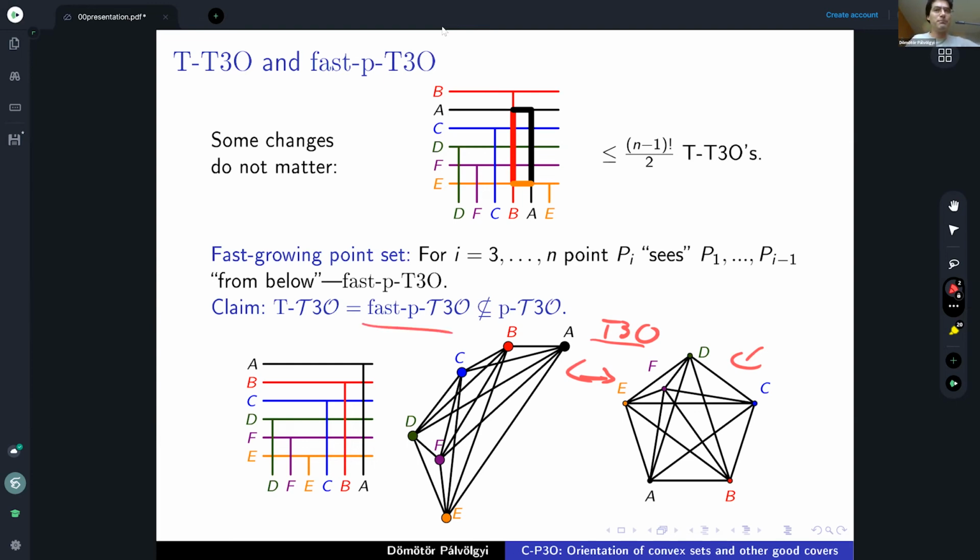Anyhow, this was not that crucial to understand. The take home is that there's a point set order type that's not realizable by these T shapes.